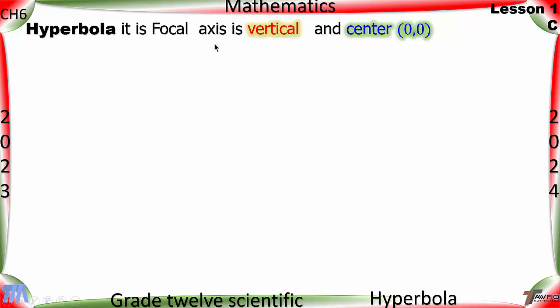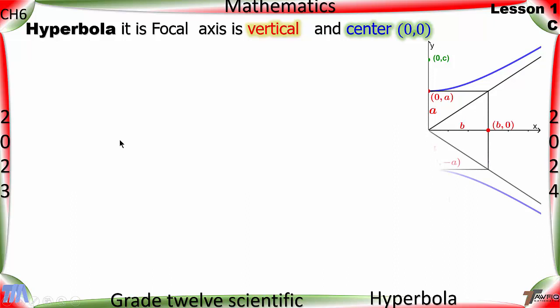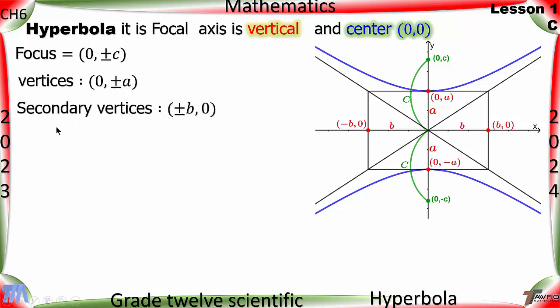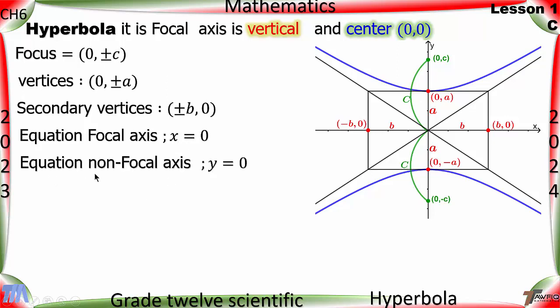Hyperbola, its focal axis is vertical and the center is (0, 0). The foci are (0, ±c), the vertices are (0, ±a), and the secondary vertices are (±b, 0). And the equation of the focal axis is x = 0. And the equation of the non-focal axis is y = 0.